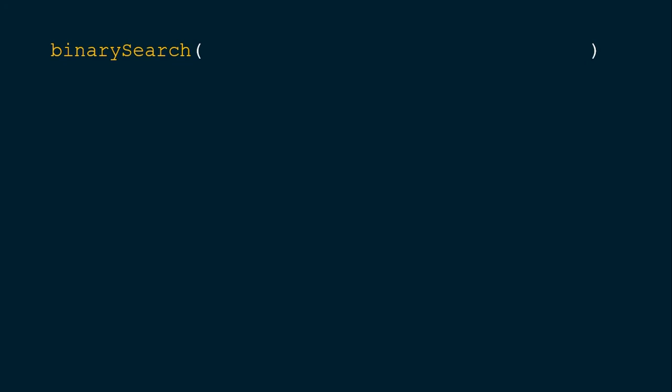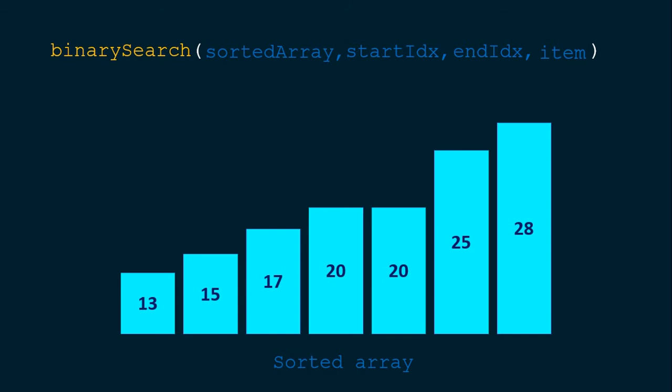Consider this example. We have a function called binary search. In the parameter, it will take a sorted array, start index, end index, and finally the item we are searching for. Consider this input, which is a sorted array. We will try to search for 25. The algorithm goes like this. First, look for the middle element in the array. If it is equal to the item we are searching for, then we can just return its index.